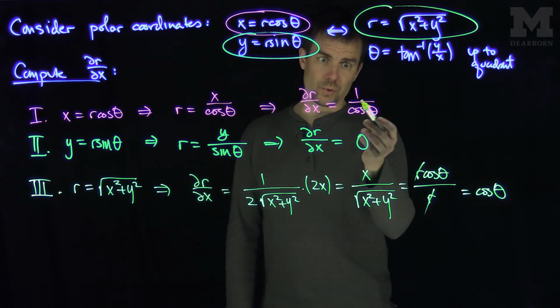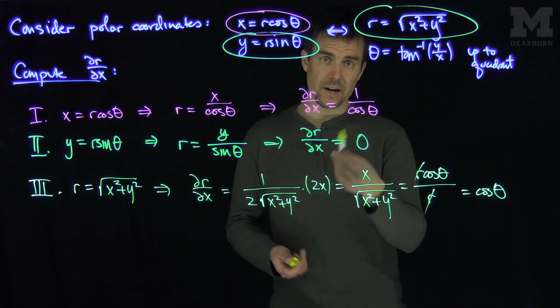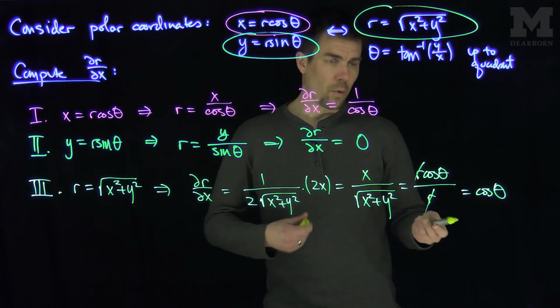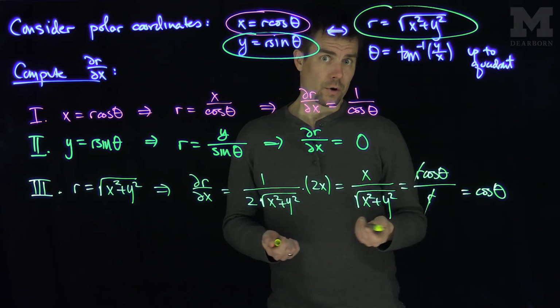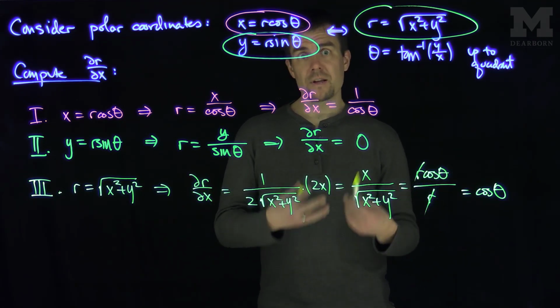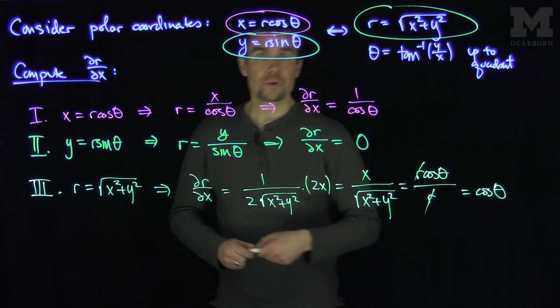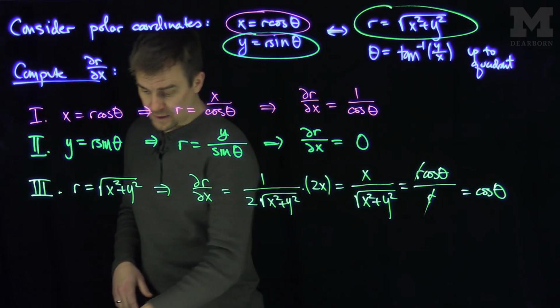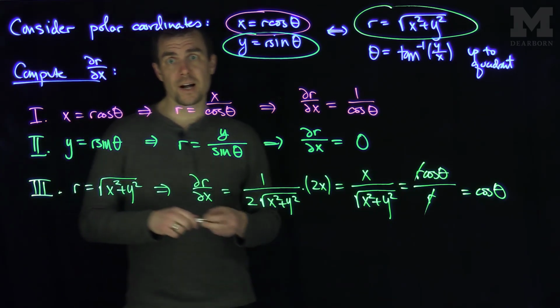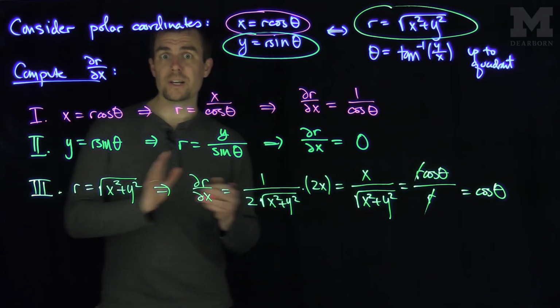So the question for us becomes, what is dr dx? Is dr dx choice 1, 1 over cosine? Is dr dx 0, according to choice 2? Or is dr dx cosine, according to choice 3? We have 3 very different answers. Which answer is the correct answer? Well, the short answer is that all of these answers are correct, because all of these answers have a particular context. Let's think carefully about what we're doing in each case.